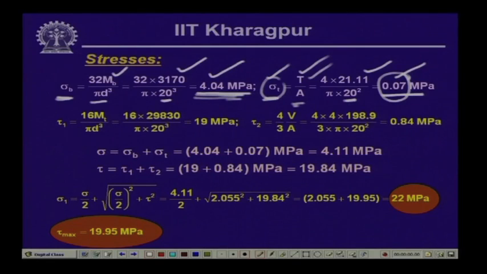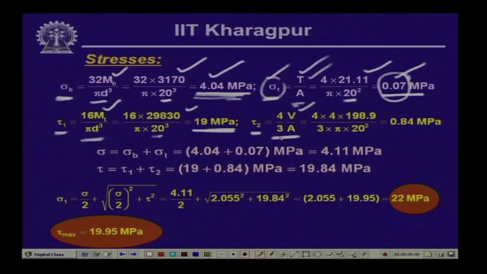Now, because of the twisting moment, if we call that tau 1, which is equal to 16 Mt by pi d cube, where Mt is the twisting moment that we have seen as 29,830 and d is 20. This gives us a value of 19 megapascal as the shearing stress because of the twisting moment, and the shearing stress because of the direct shear V is equal to 4/3 of V by A.